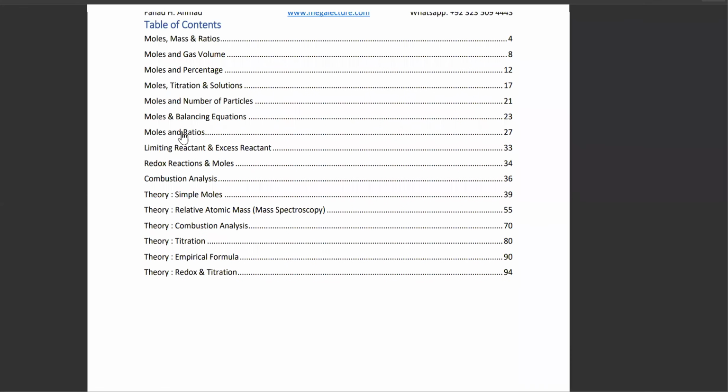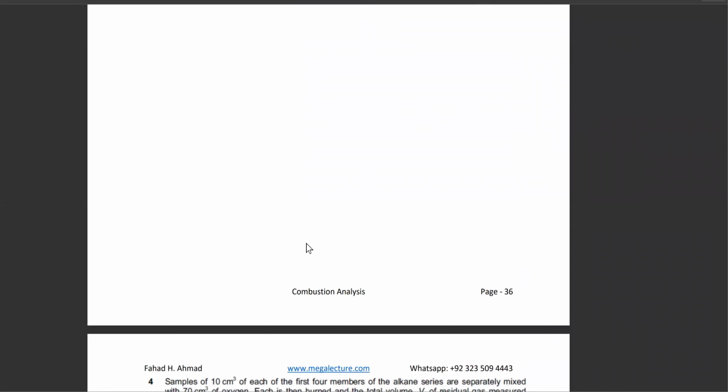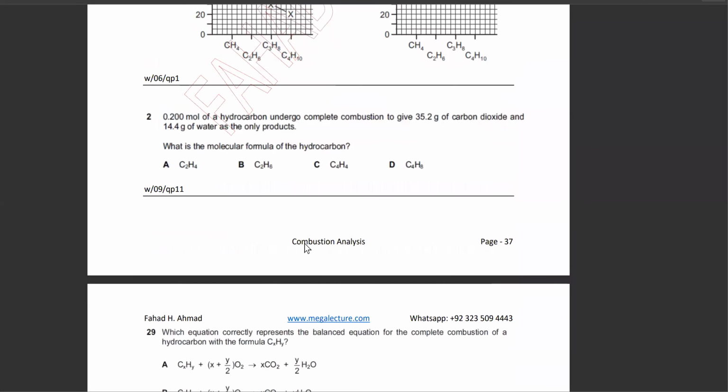I'm going to do a bit more of combustion analysis questions. Just a second. This one. So I think we did the first one. I'm going to try and do this one now.